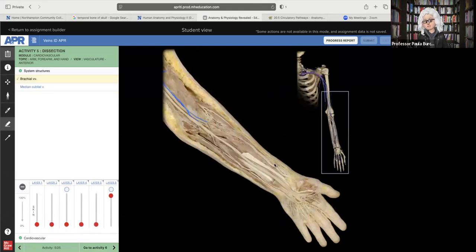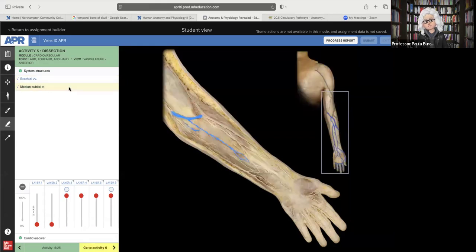So remember the radial and the ulnar veins are going to drain into the brachial. Here is your median cubital. So remember the median cubital is going to be between the cephalic and the basilic veins.